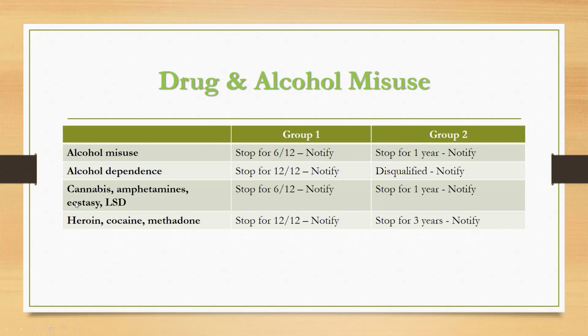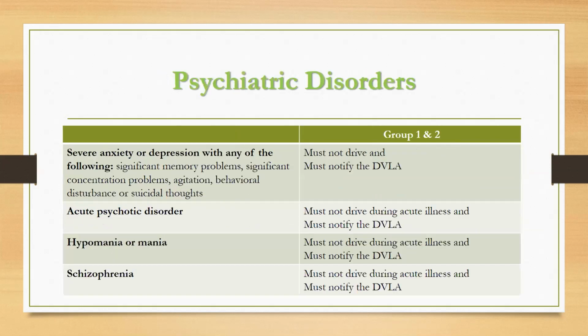If the patient is using cannabis, amphetamine, ecstasy, or LSD, he should stop driving for 6 months and notify DVLA for group 1, and for group 2, he should stop for 1 year and notify DVLA. If the patient is taking heroin, cocaine, or methadone, he should stop driving for 1 year and notify DVLA for group 1, while for group 2, he should stop for 3 years. And also he has to notify DVLA.